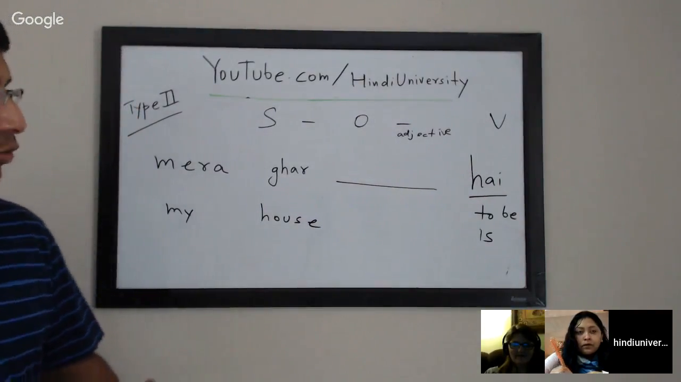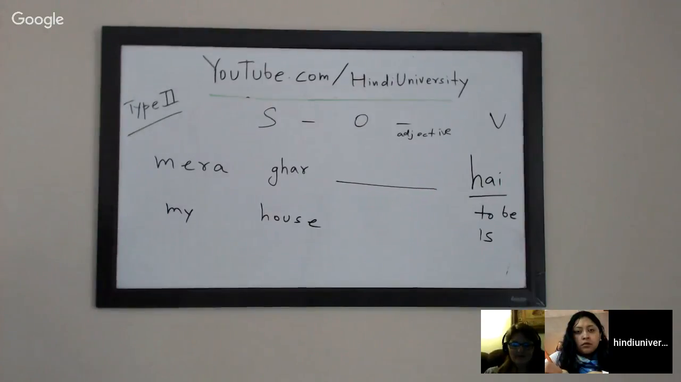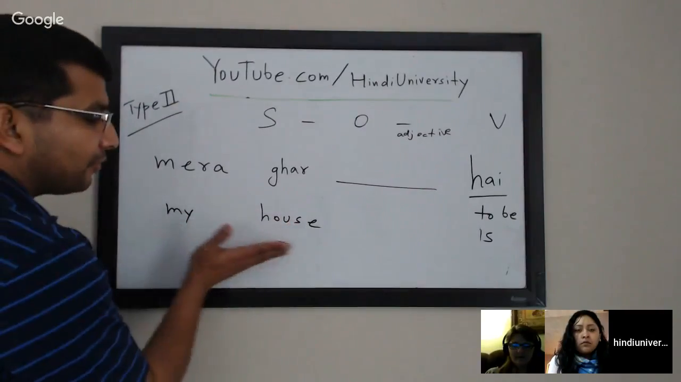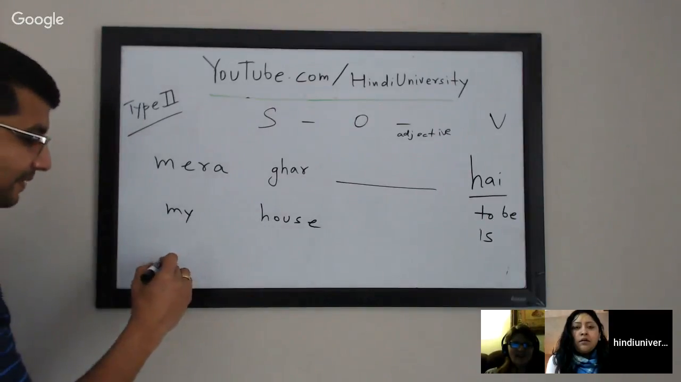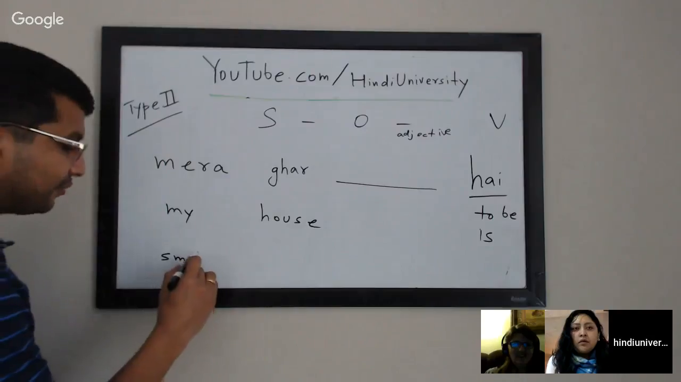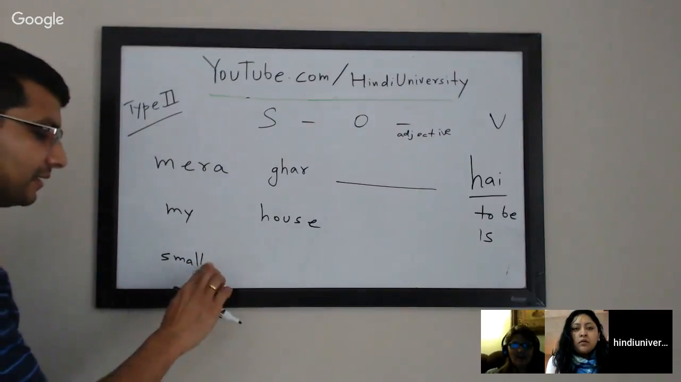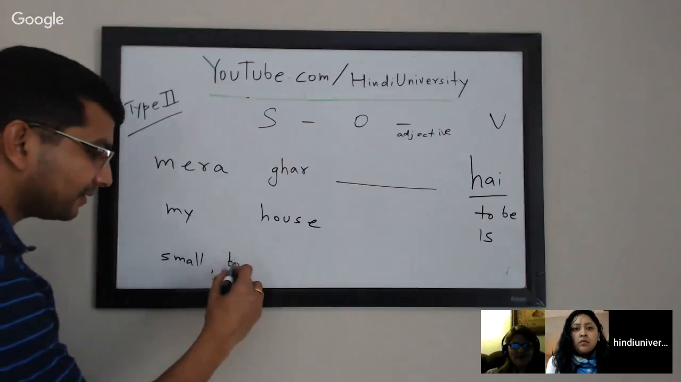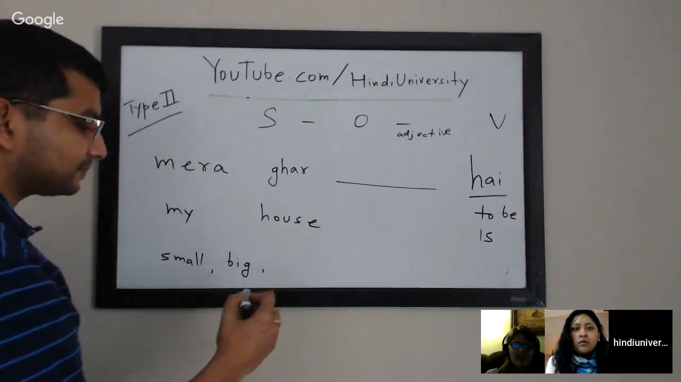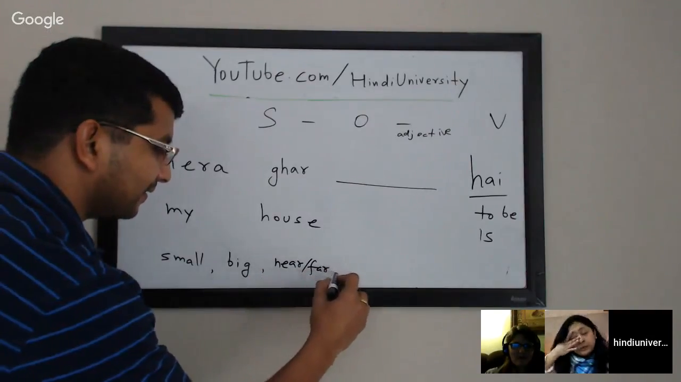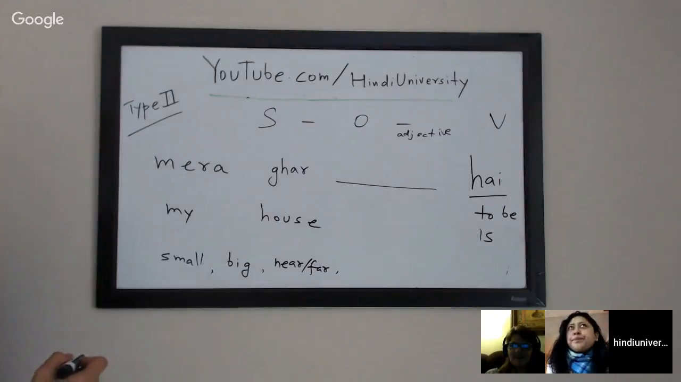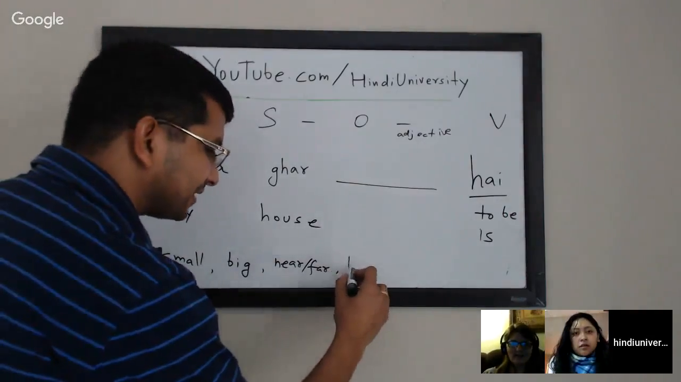Now you want to talk about what you want to say about your house. Don't worry about whether it's Hindi or English, let's just use the language you're comfortable with. What can you say about your house? My house is small. Just keep going in English. My house is small. What else? Small, big, near and far. You say colors, blue, white. Very good.